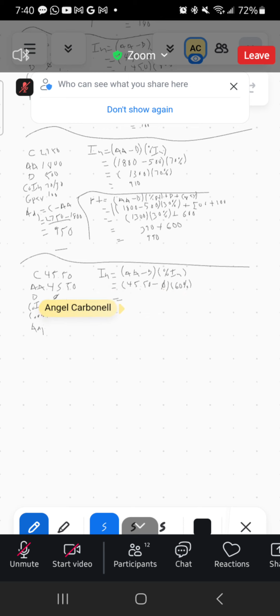We're going to multiply 4,550 times 60%. So we plug it in the calculator. And our calculator will say 4,550 times 60 is 2730.